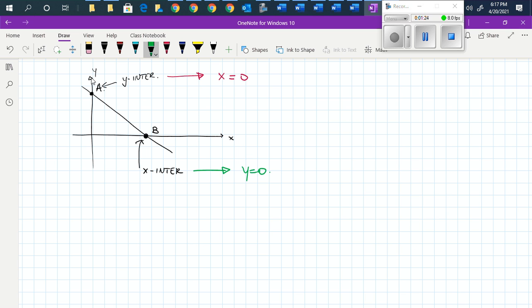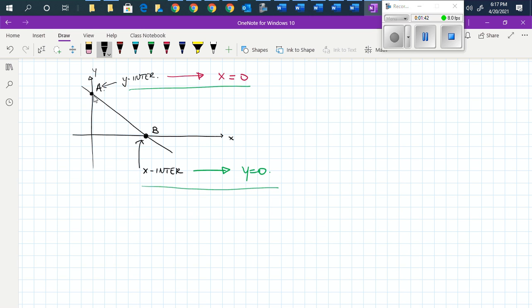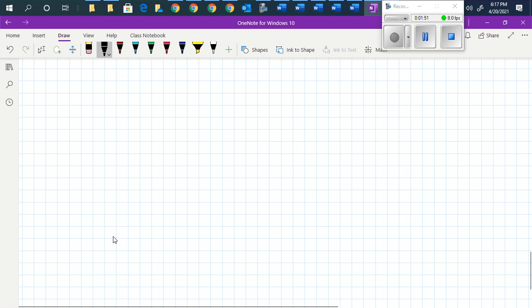So this now turns out to be: what is the value of y when x is equal to 0 for the y-intercept, and what is the value of x when y is equal to 0. What does that mean mathematically? Graphically, you will just look at the graph and see what is the y coordinate of point A for the y-intercept and what is the x coordinate of point B for the x-intercept.